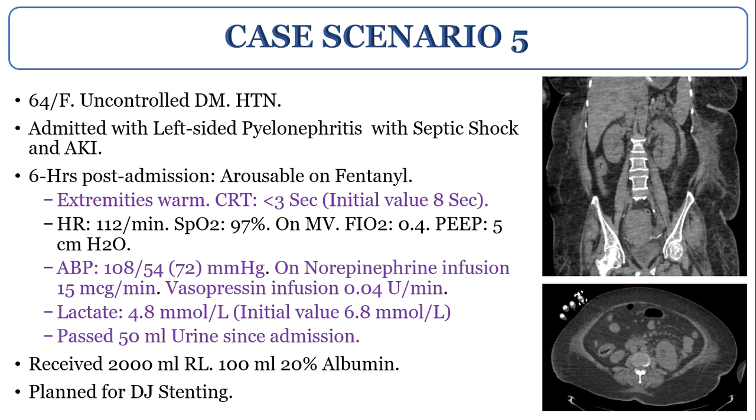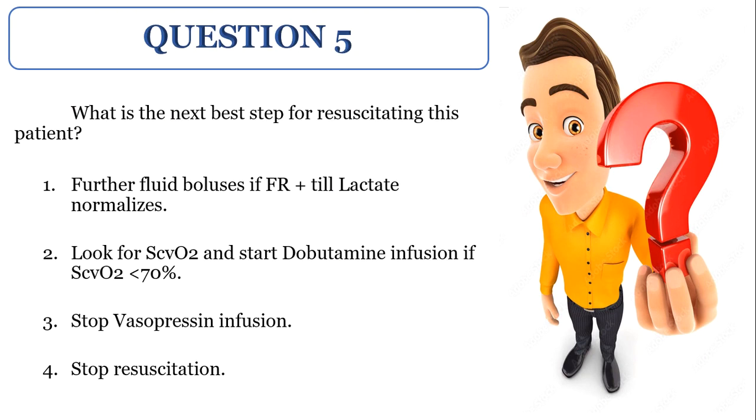So my quick last slide: a 64-year-old female presented with uncontrolled diabetes and hypertension. She has been resuscitated for 6 hours. Her extremities are warm, CRT is less than 3 seconds, but lactate is still high, though the initial value was 6.8 and it has gone down. ABP is maintained with norepinephrine and vasopressin infusion. She has passed some urine, 650 ml in the last 6 hours. This is the CT scan, which shows a left-sided pyelonephritis, and now this patient is planned for DJ stenting. Now my question is, what is the next best step for resuscitating this patient?